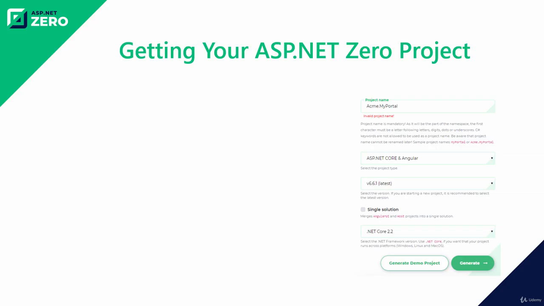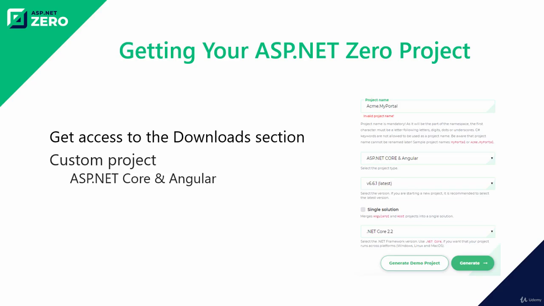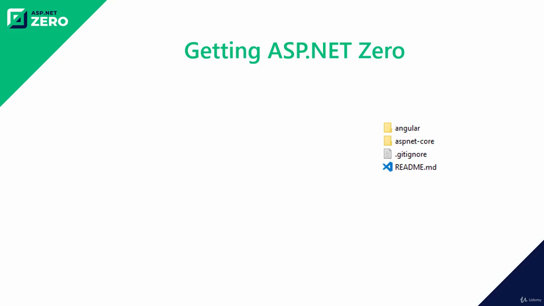Okay, let's do this. To continue, I'm going to expect that you have already purchased ASP.NET Zero and you can download the framework from the website. To download, head over to the Downloads section on ASP.NET0.com and there you'll be able to download your copy. Please note that we are using the ASP.NET Core and Angular version here. If you want to download a demo version that doesn't count towards your quota, ensure that you name the project acme.myportal.